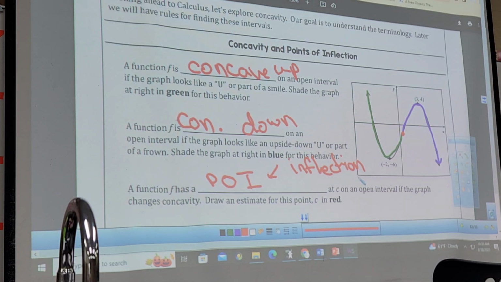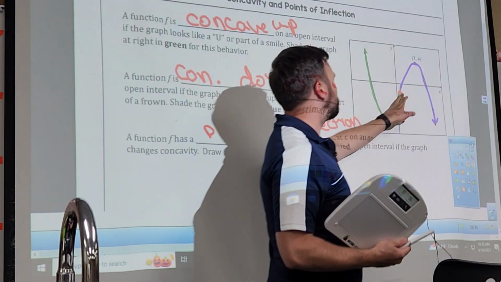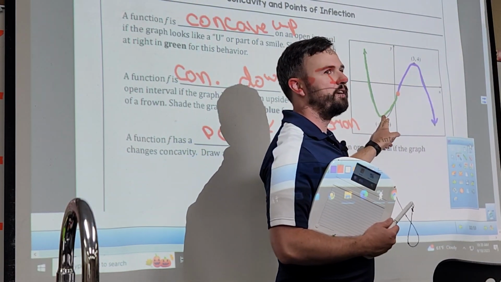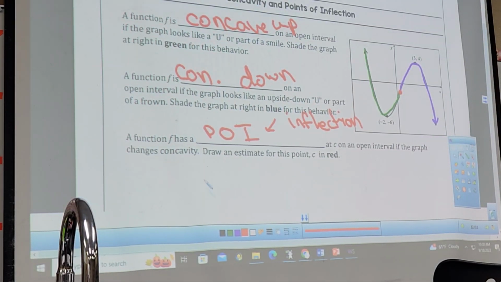POI, point of inflection. Get used to it. Now for the new thing. How do I find a point of inflection on this graph given I don't know it? How do I find it? This is something new. How do I find a point of inflection? What do you notice about that point? Where does it fall in between those two usually? In the middle. So that midpoint formula that we learned so long ago, it comes back.